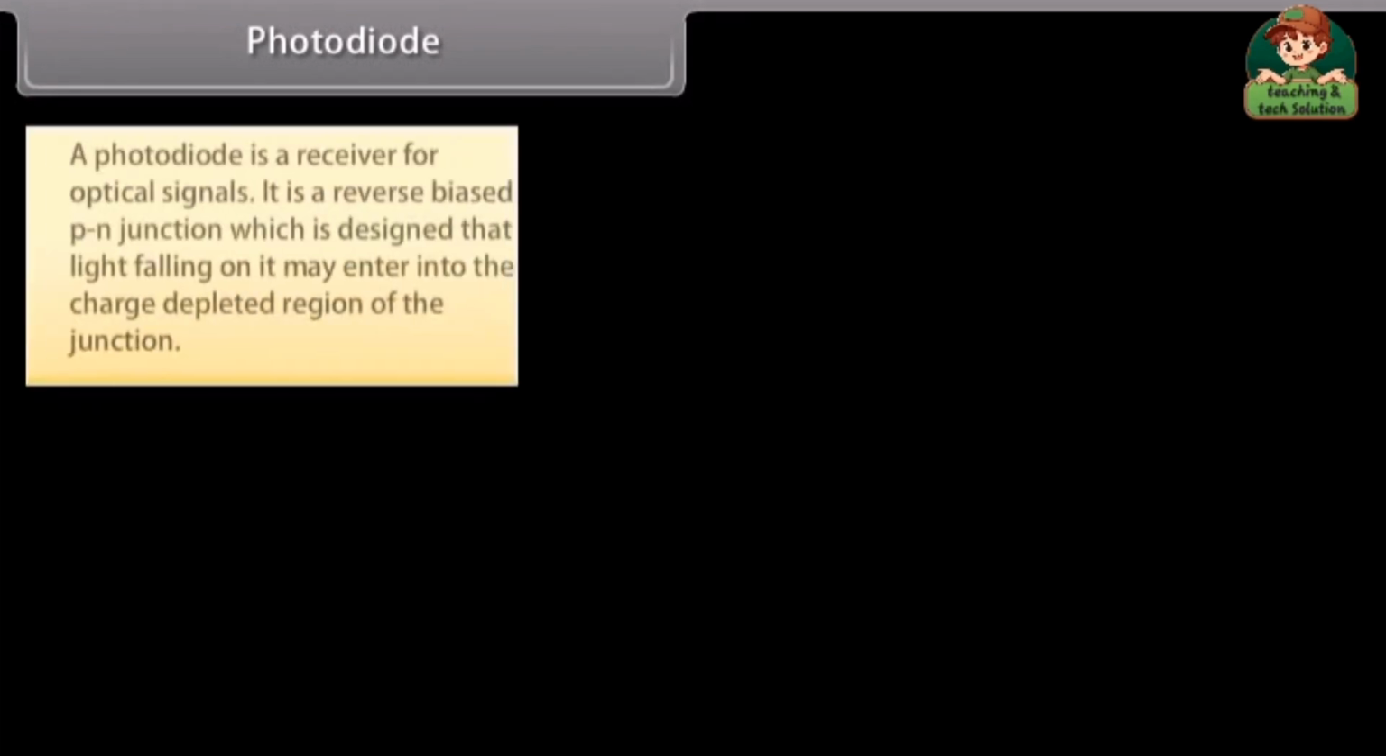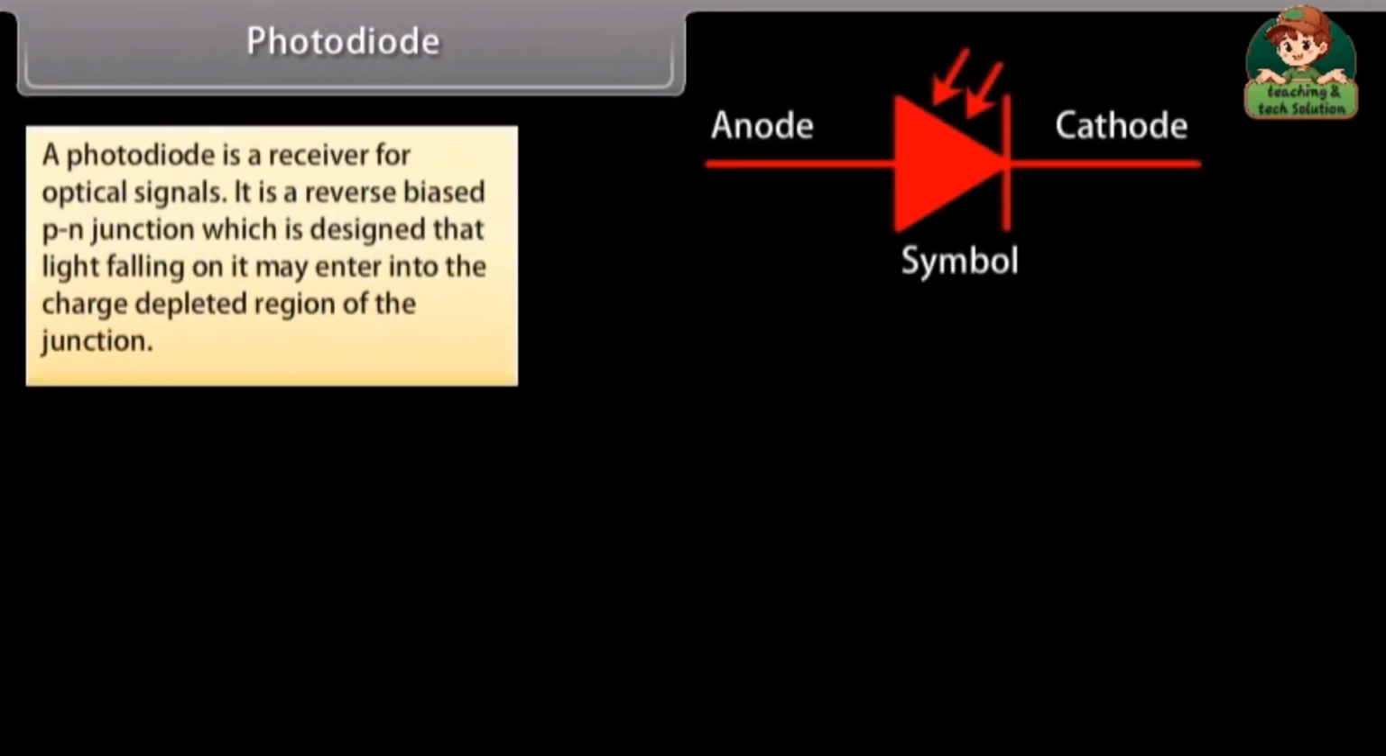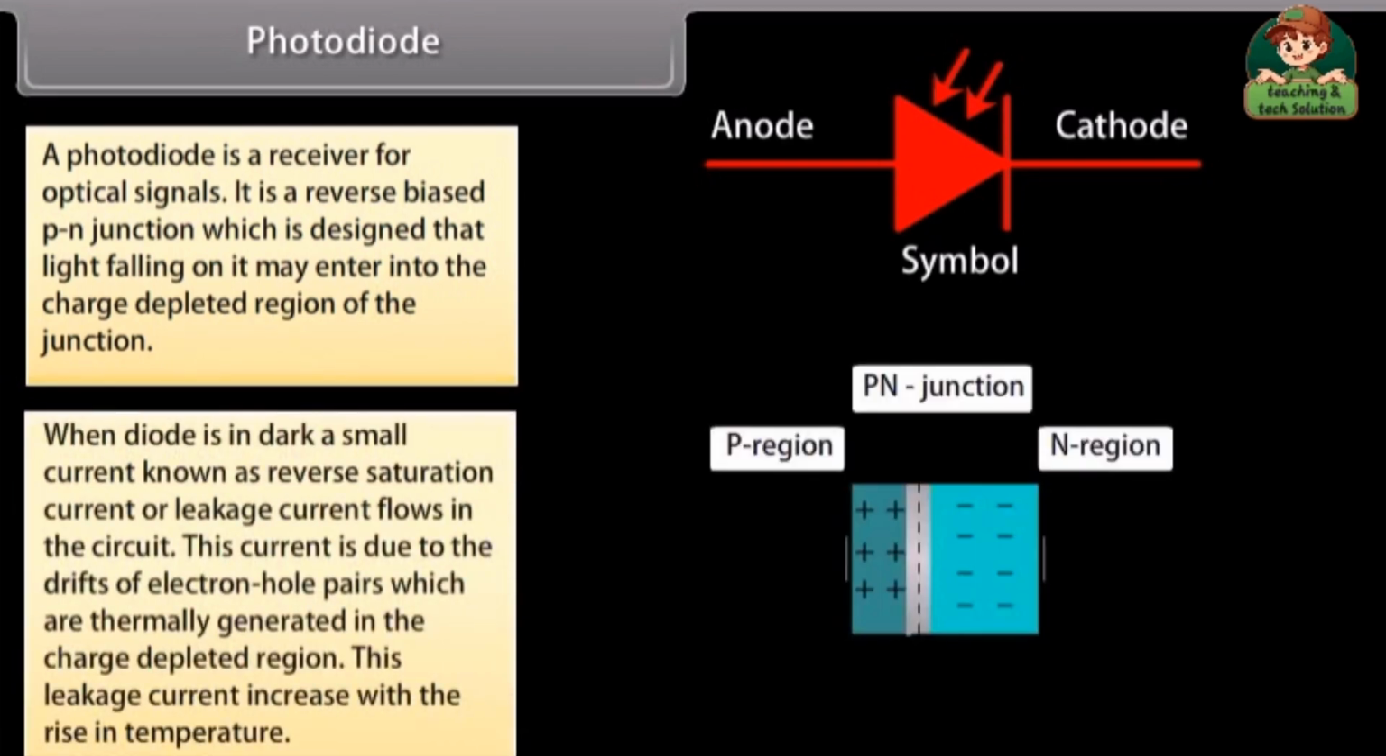Photodiode. A photodiode is a receiver for optical signals. It is a reverse-biased PN junction which is designed so that light falling on it may enter into the charge-depleted region of the junction. When the diode is in dark, a small current known as reverse saturation current or leakage current flows in the circuit. This current is due to the drift of electron-hole pairs which are thermally generated in the charge-depleted region. This leakage current increases with the rise in temperature.